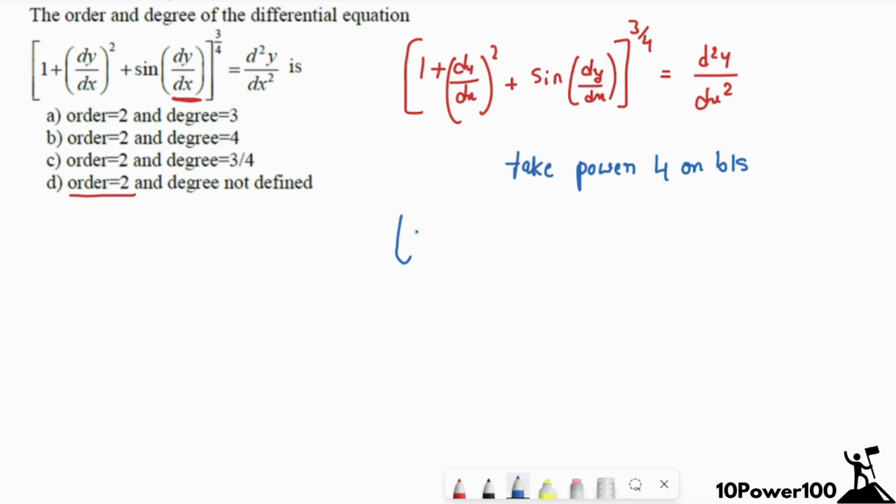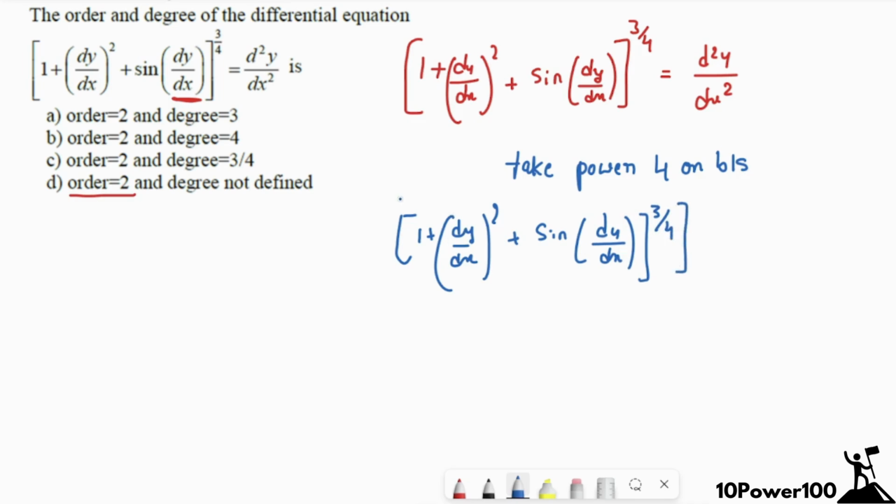Okay, so we get (1 + dy/dx)² + sin(dy/dx) to the whole power 3/4, the whole power 4, is equal to (d²y/dx²) the whole power 4. Yes, so we have taken a power 4 on both sides.